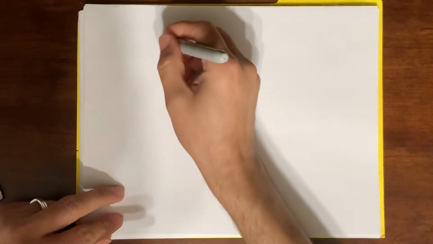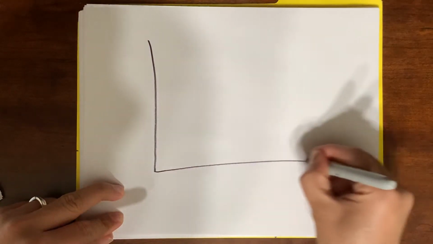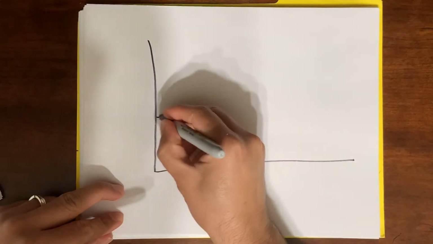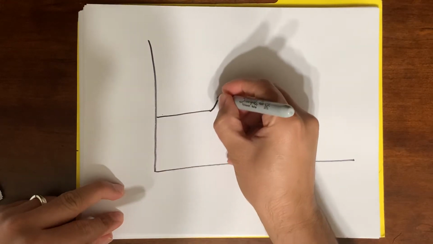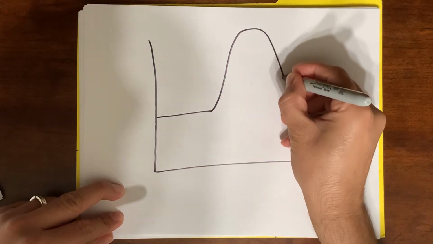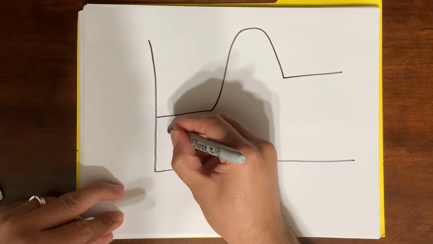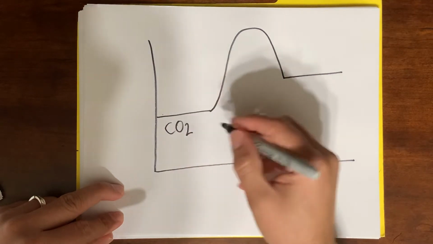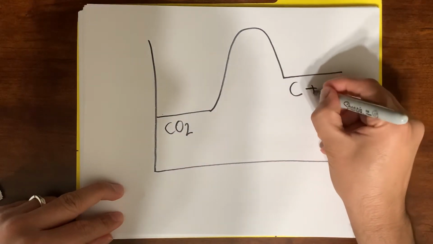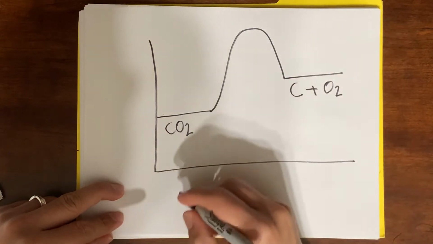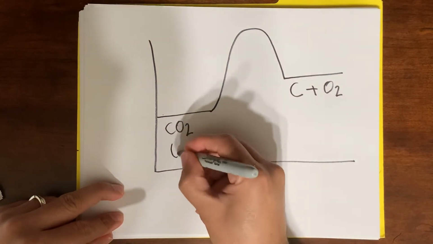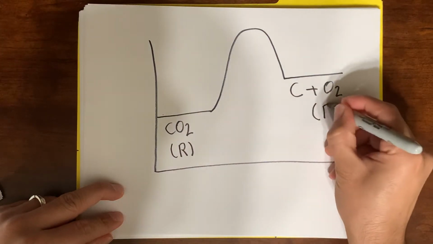Let's assume we have this graph. We have a reaction, and the reaction can be anything. I have reactant, and I'm transferring them to product. Let's say I have carbon dioxide, and I want to turn carbon dioxide to carbon plus oxygen. So this side we have reactant, and that one product.